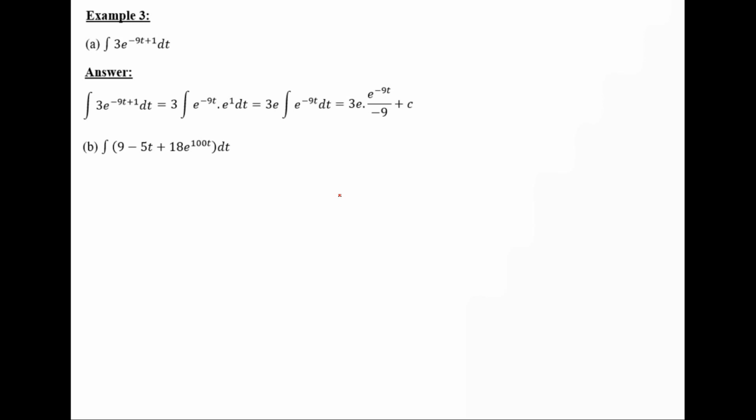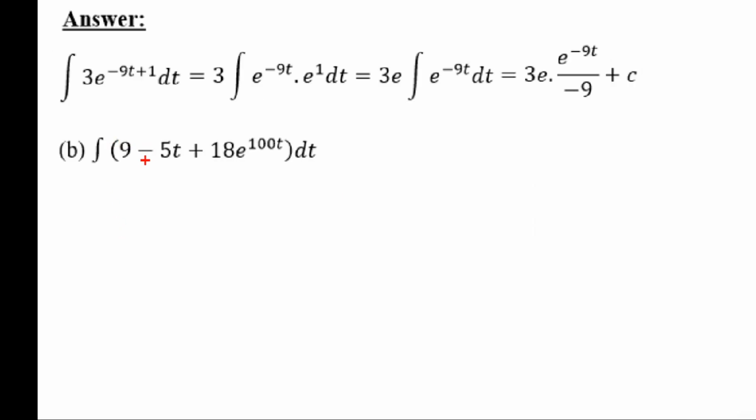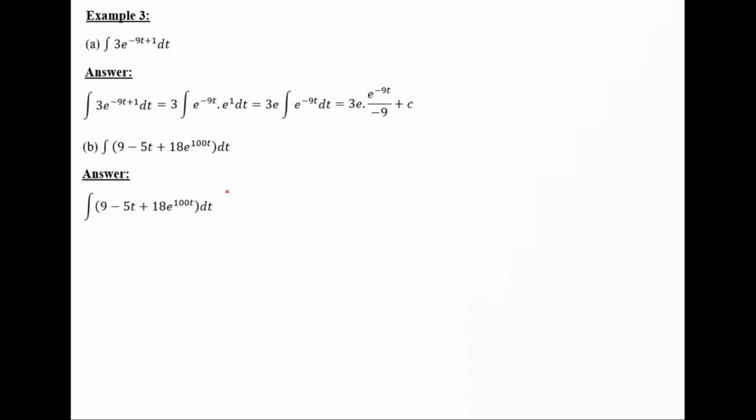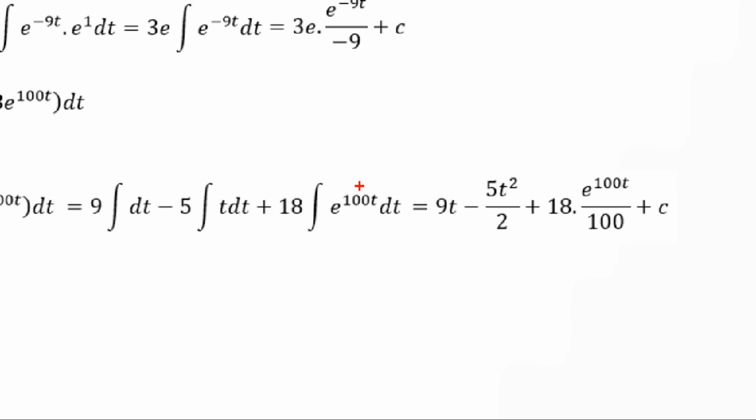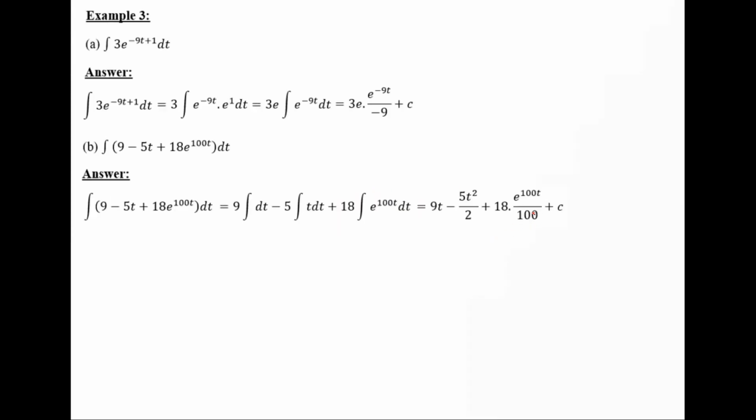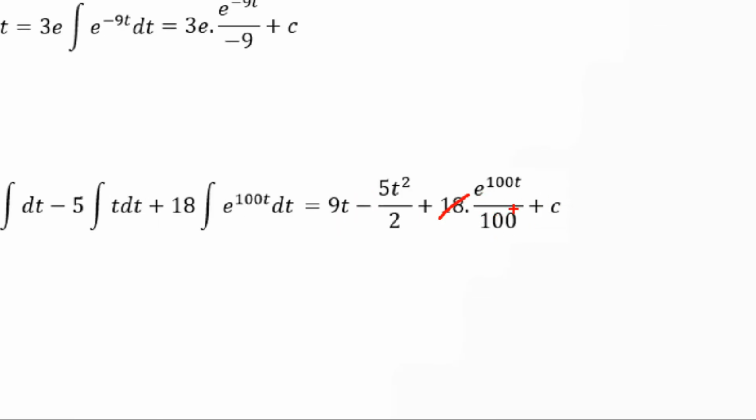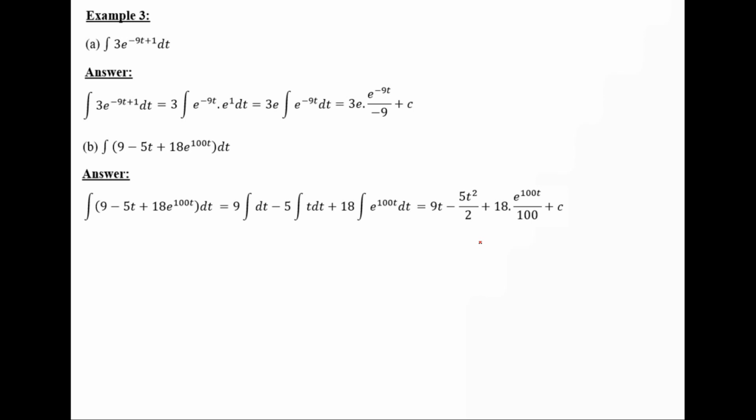Now for part B, we have a composite function: 9 minus 5t plus an exponential function. Now we can divide the integral into 3 integrals. We can drag 9, 5 and 18 out. For the constant, we have a 1, whose integral is a linear term, which is t. The integral of the linear term would be t squared over 2, and for the exponential we divide by the inner derivative, and that would be 100. And here for sure we can simplify 18 and 100, so we can divide 18 by 100.